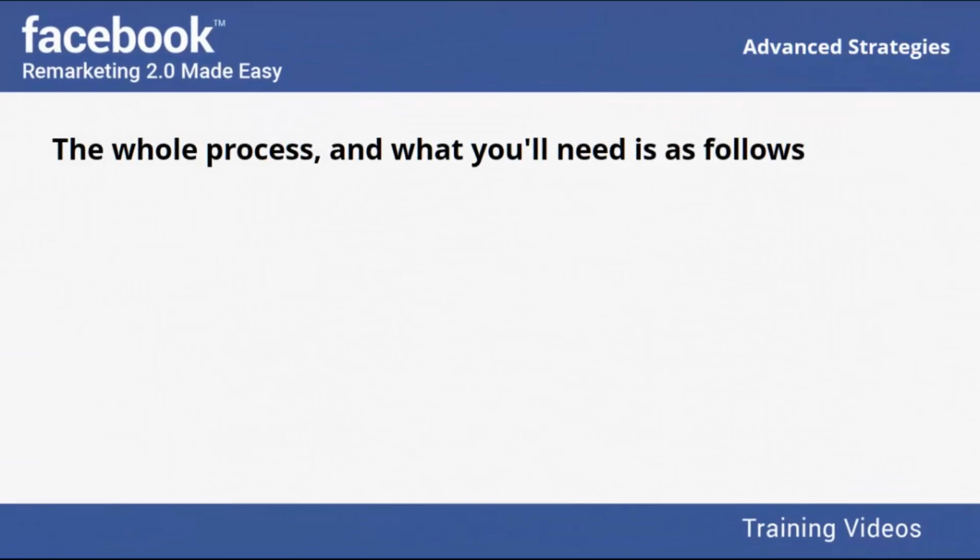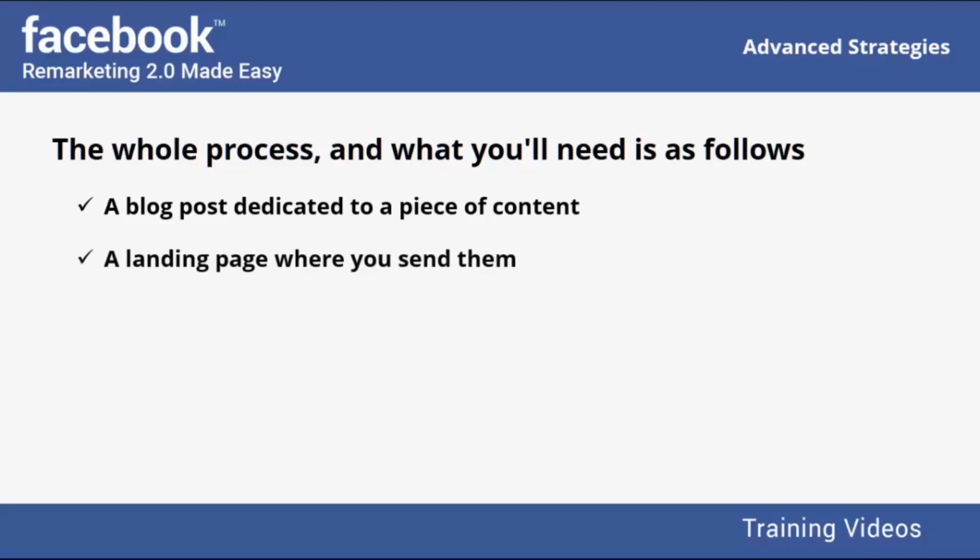The whole process and what you'll need is as follows. A blog post dedicated to a piece of content related to the product that hard-to-get leads are interested in. This section needs to be delivered in a 3-part series. A landing page where you send them once the final piece of content is delivered. Remember, this landing page summarizes the final aspects of the content in bullet list format. A white paper landing page to offer them a freebie with the remaining content in exchange for their email address. Follow these instructions to the letter, and you'll see an increase in conversions in no time.